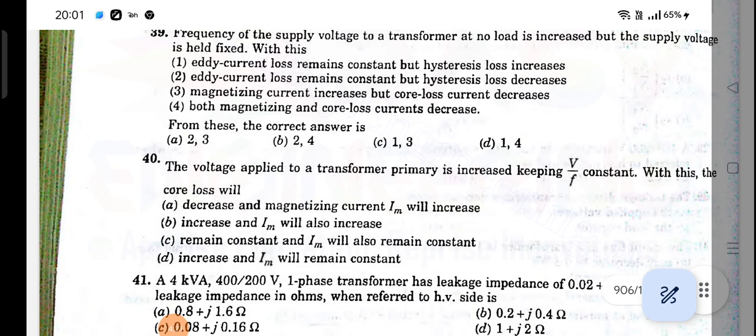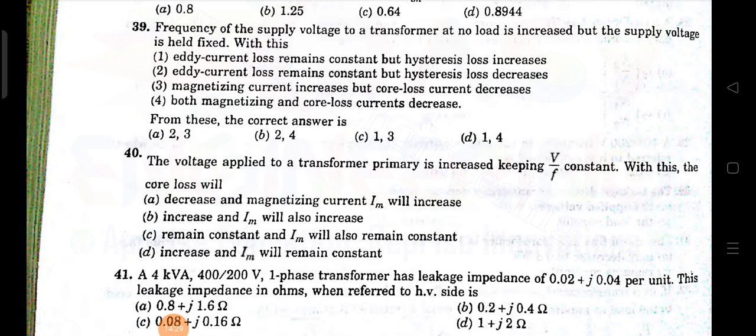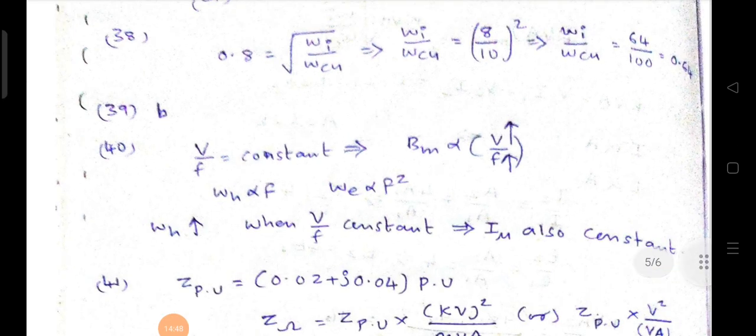Next, the 40th question. The voltage applied to the primary is increased while keeping the V by F ratio constant. With this, what will the core loss be? We already know that when the V by F ratio is constant, hysteresis loss is directly proportional to frequency and eddy current loss is directly proportional to frequency square. That means when the supply frequency increases, the voltage should also increase.